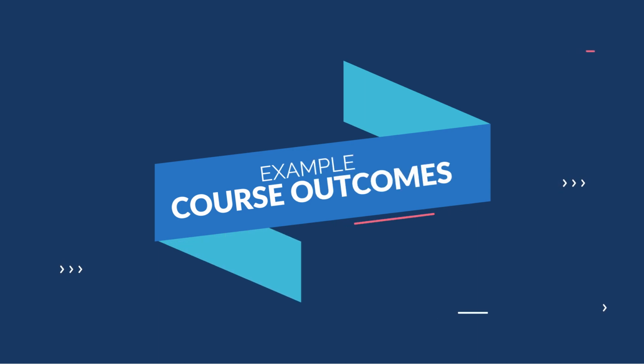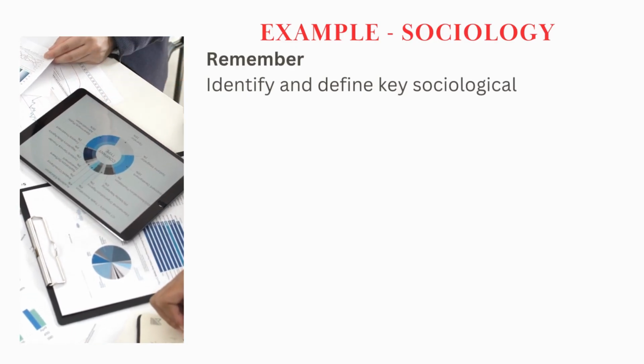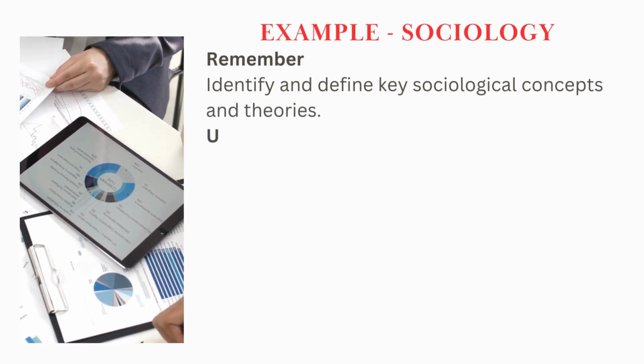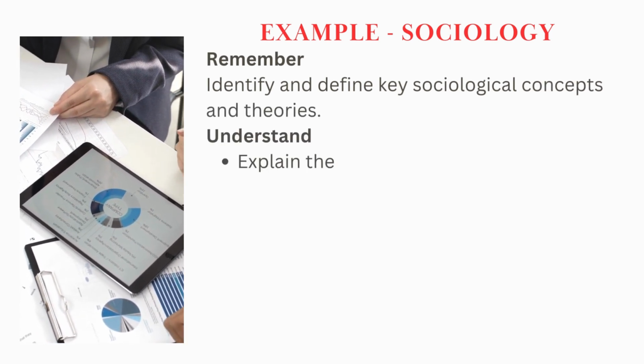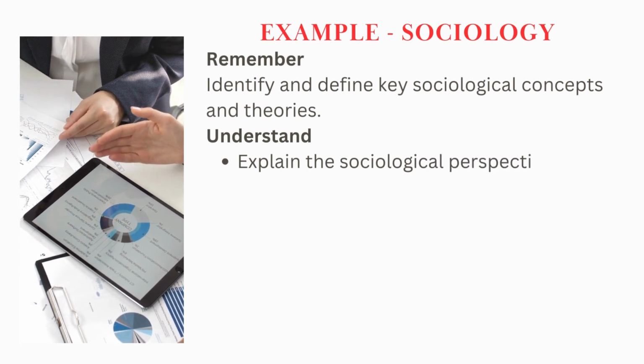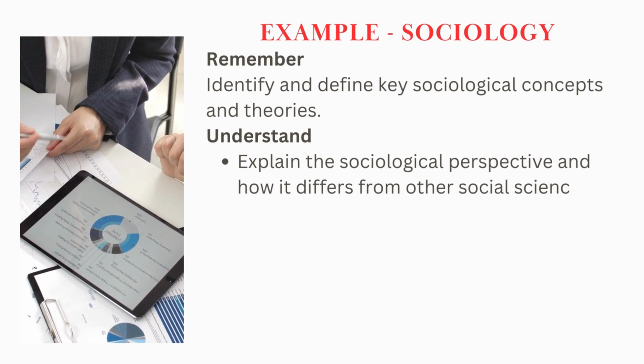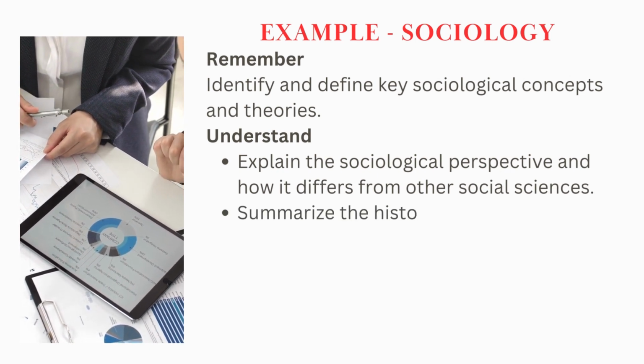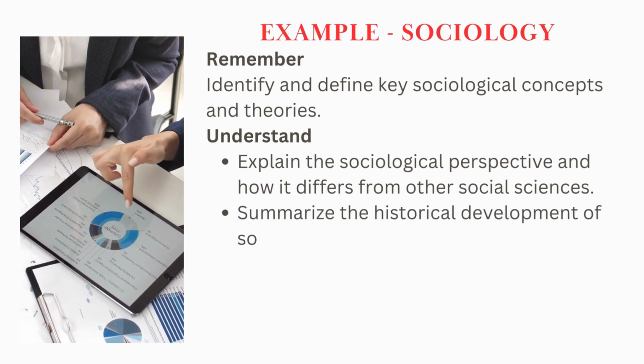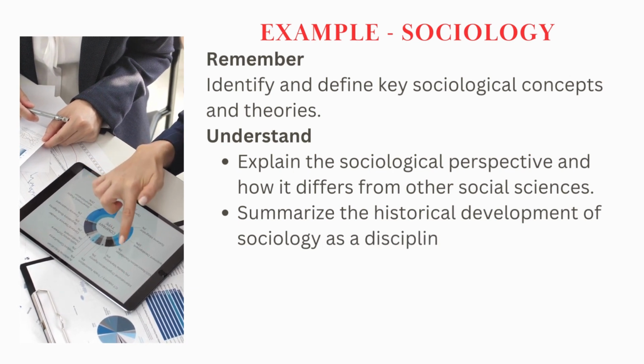Here's an example of designing course outcomes in the field of sociology. The first one is remember, identify and define key sociological concepts and theories. The second is understand, explain the sociological perspective and how it differs from other social sciences. Summarize the historical developments of sociology as a discipline.